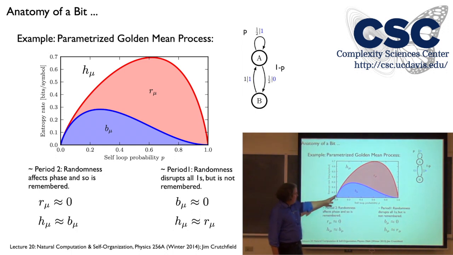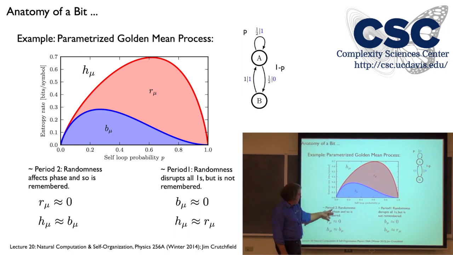So what happens down here? First of all, as the golden mean gets more and more biased, it becomes period 2. It's periodic, so h mu is going to 0. But you can see that the largest fraction of h mu, of the randomness generated, is b mu. It's information that's being created, and it's mostly being remembered because it's in the bound information.